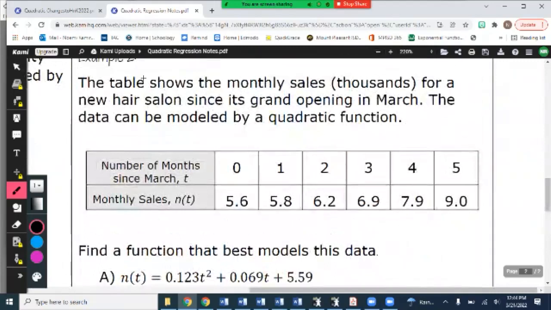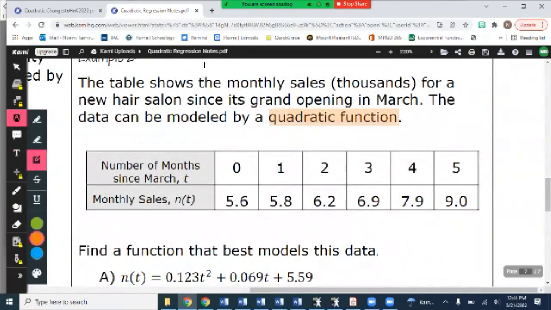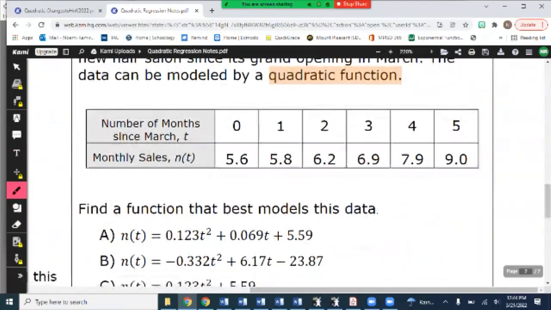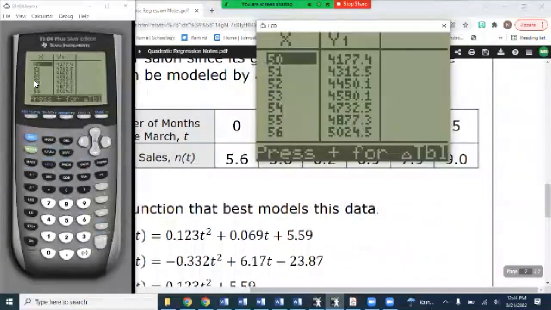The table shows monthly sales in thousands for a new hair salon since its grand opening in March, and it can be modeled by what? A quadratic function. Make sure you highlight that. Quadratic function. So I'm given a table. Where do you go to put the points in? Stat edit. So go to stat edit.